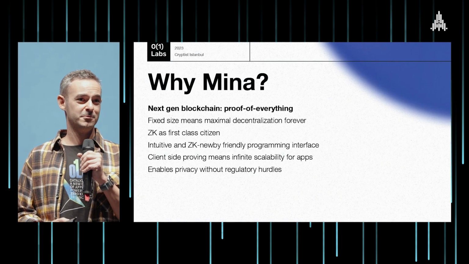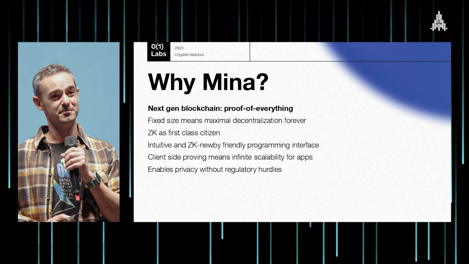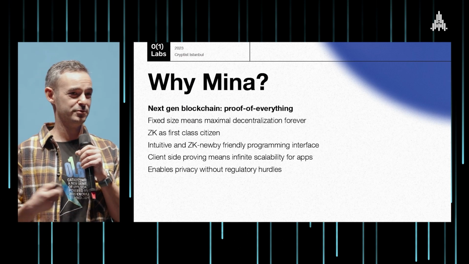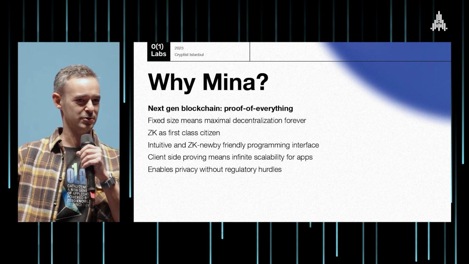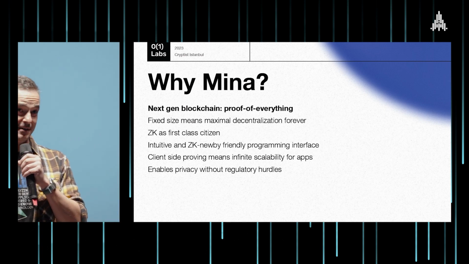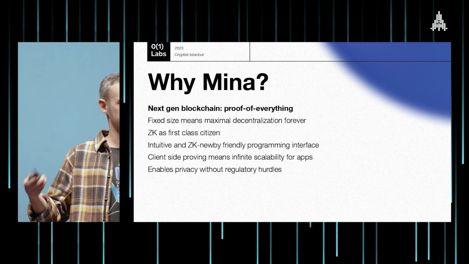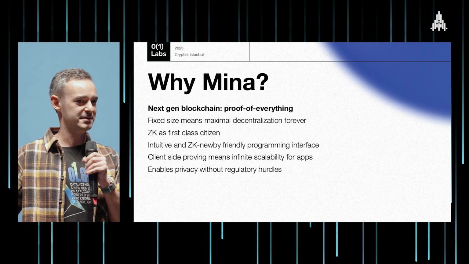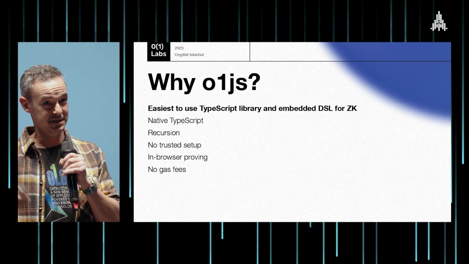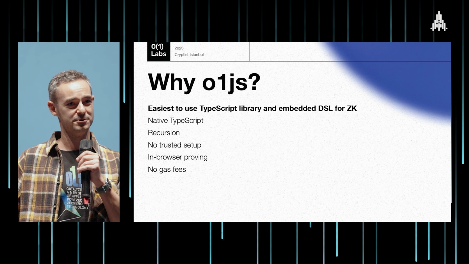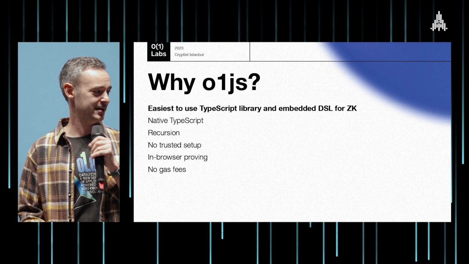Real quick about why Mina, what sets it apart. It's truly a next-gen blockchain. We are starting to think about it as a proof of everything chain, which is also kind of the final stage of Ethereum's vision. If you look at it, it's proofs all the way down. It is fixed size, meaning anyone can in perpetuity know that they can run a full node, or a node with full node security, even in 10 years, without having to download hundreds of gigabytes of state. ZK is a first-class primitive that allows for many types of abstractions and layer 2s to be built on this using ZK in a very easy manner.